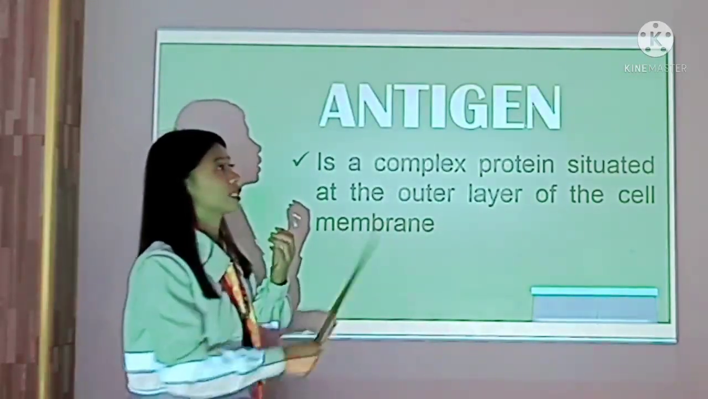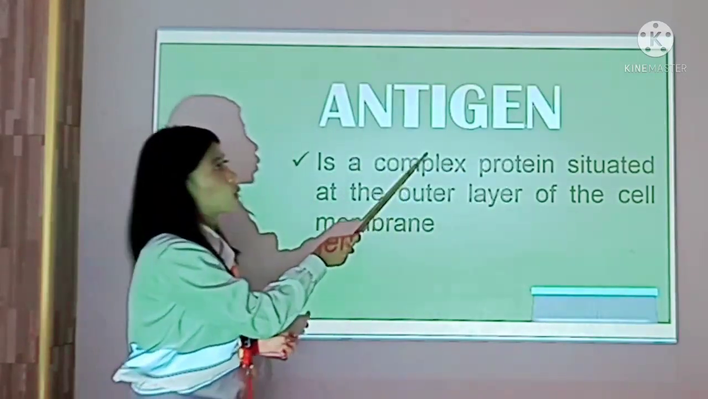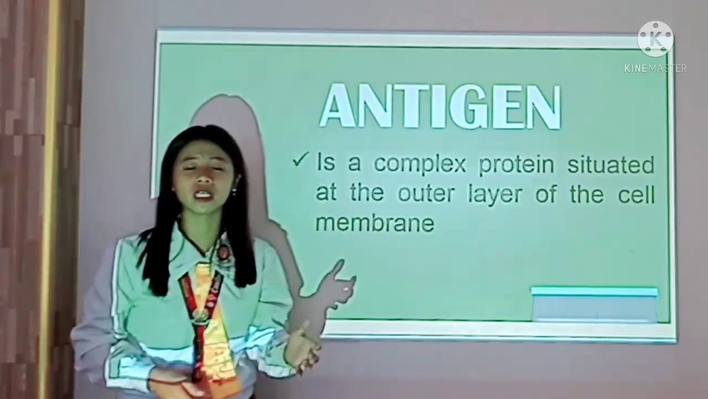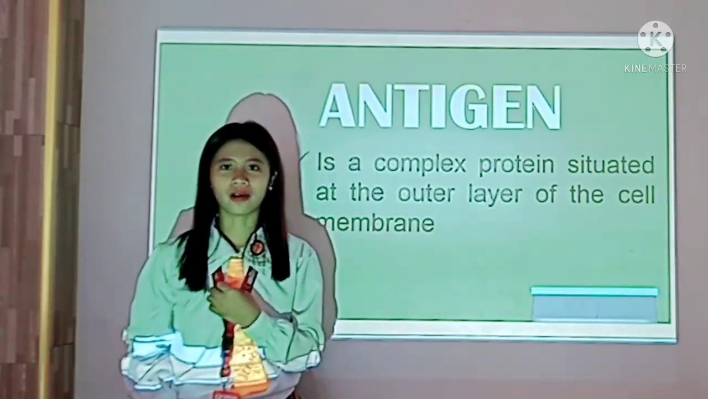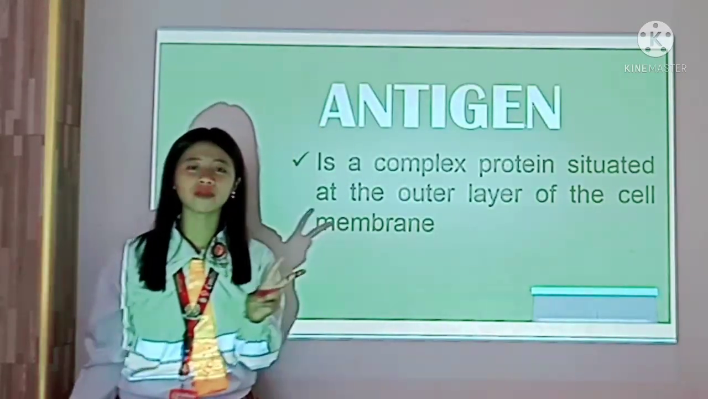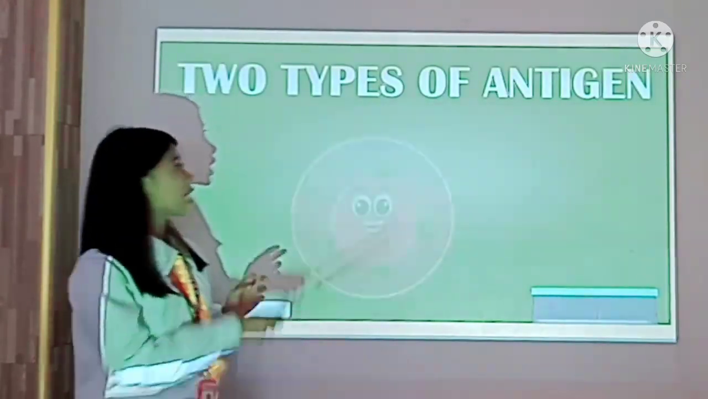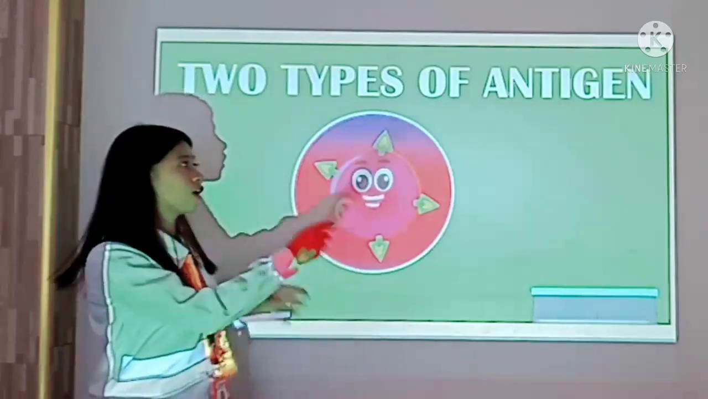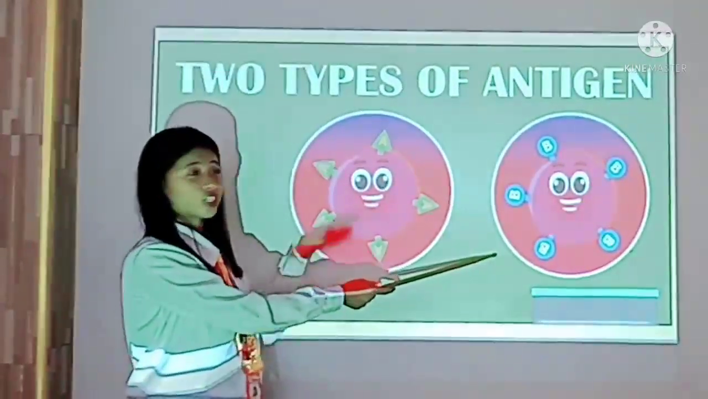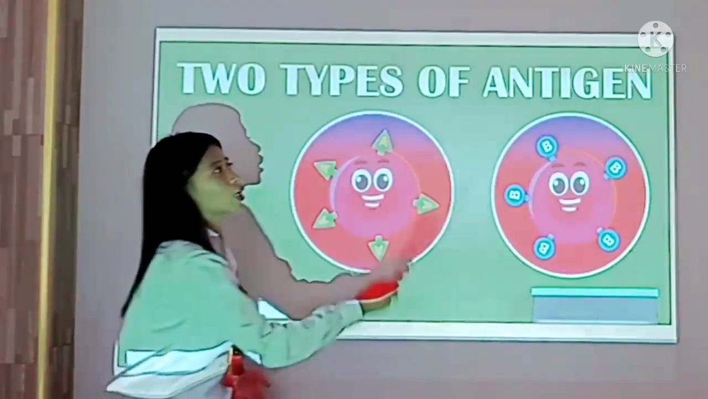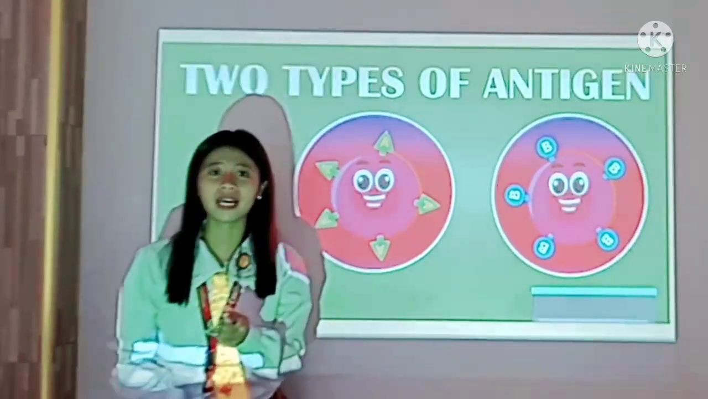Okay, of our cell membrane. So this is responsible, okay, this antigen is responsible for what type of blood we have. Alright, next, we have two types of antigen that are present in our blood. And that is, first, antigen A and second, antigen B. So these are the two types of antigen that are present in our blood.